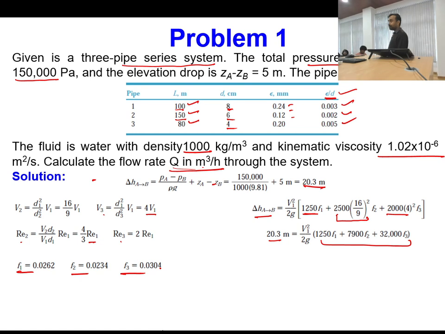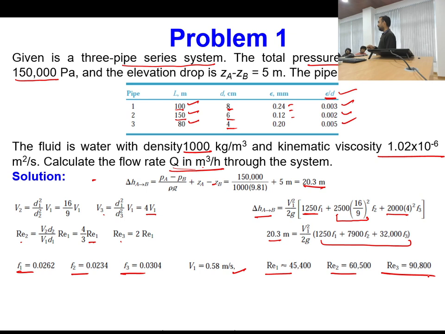f3. Once you have f1, f2 and f3, you can calculate the value of V1, which comes out to be 0.58 meters per second. And then you can calculate the Reynolds number. Once you have the Reynolds number, for the next iteration you have two data: you have the Reynolds number and you have the roughness. So now you can consider the roughness as well as the Reynolds number, and you can calculate the new values of f1, f2 and f3 from the Moody diagram.